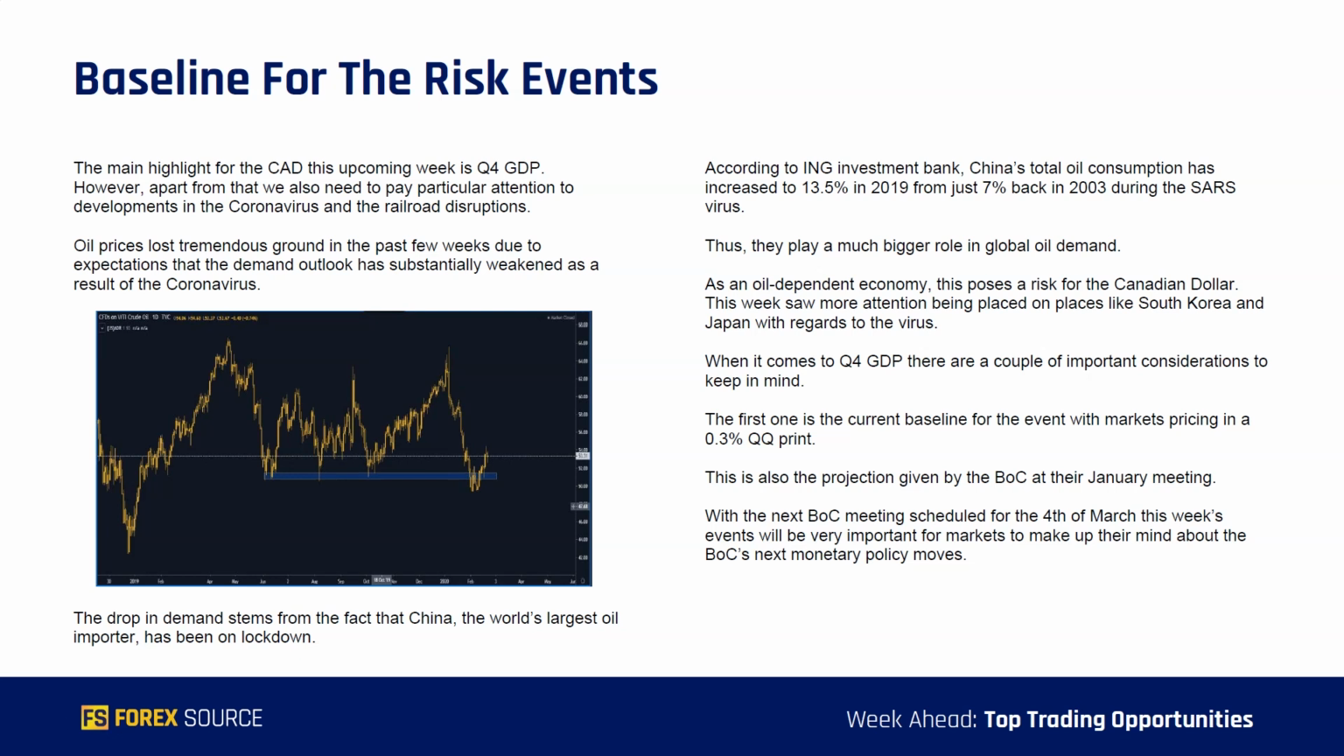Now, when it comes down to Q4 GDP, there are a couple of important considerations to keep in mind as well. The first one is that the current baseline for the event is sitting at 0.3% for the quarter-over-quarter print. Now, this is also the projection given by the BOC at the January meeting, so we definitely need to see whether that number comes in way above or way below that 0.3% target. With the next BOC meeting scheduled for the 4th of March, this week's events, with in mind the GDP as well as oil prices as well as coronavirus and the railroad disruptions, will be very important for markets to make up their mind about whether the BOC's next monetary policy move might be in March, or maybe pushing it out to later in the year.